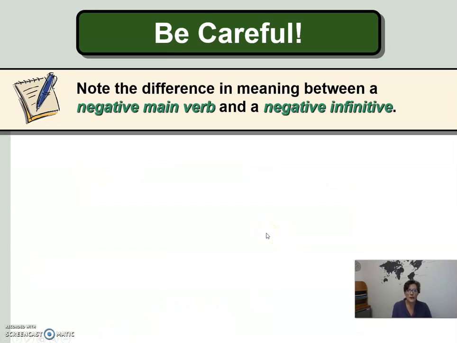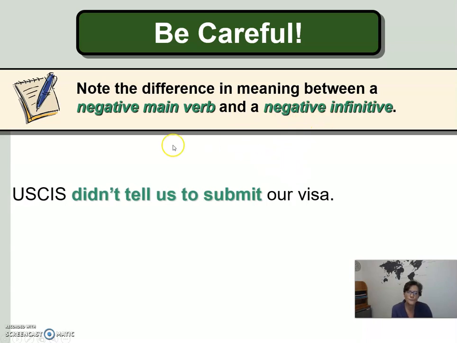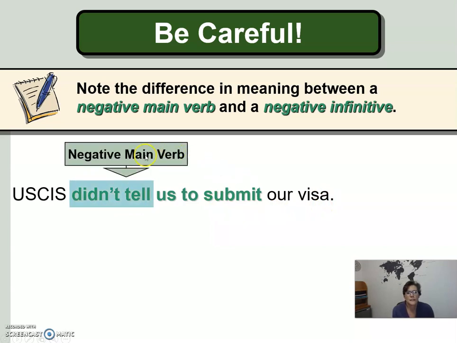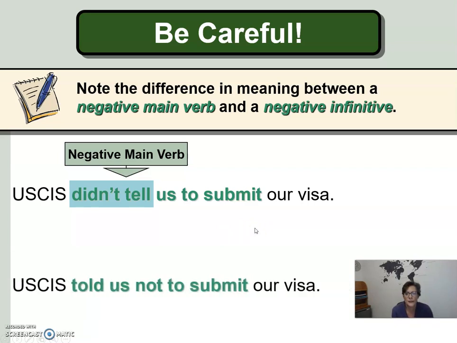One thing to be careful about is the difference in meaning between a negative main verb and a negative infinitive. Take a moment to look at this sentence. USCIS didn't tell us to submit our visa. This is a negative main verb here. That means that USCIS never said anything to you about submitting the visa.